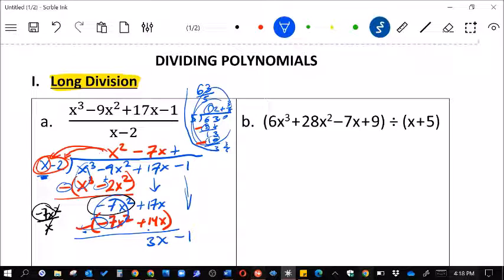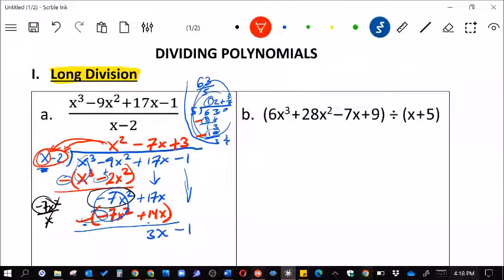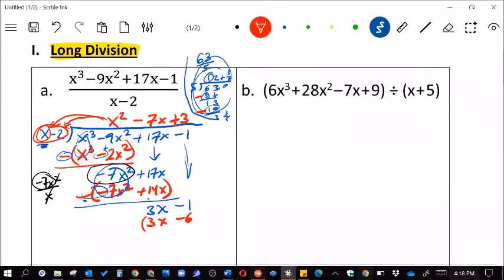Well, it looks like I'm going to multiply by 3. Keep that in red. So 3 times x is 3x. 3 times negative 2 is negative 6. And now I'll subtract, and I get 0 there, and negative 1, and this is plus 6. So negative 1 plus 6 will give me a 5.